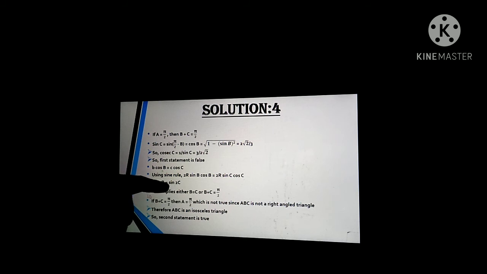This implies that either B is equal to C, या तो B और C सेम है, या फिर B plus C is pi by 2, because 2B plus 2C अगर pi होगा, if 2B plus 2C is pi, then also this relation is satisfied, right? But if we assume the second case to be true, if we assume B plus C is equal to pi by 2, then A will be pi by 2, which makes this triangle a right angle triangle.